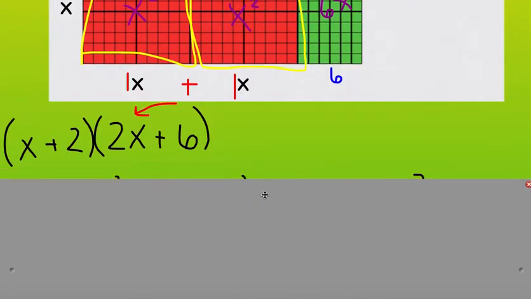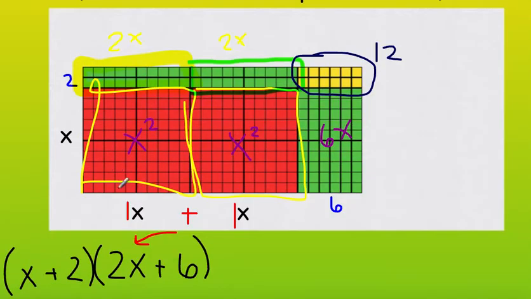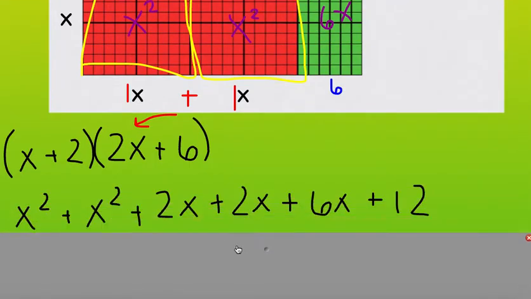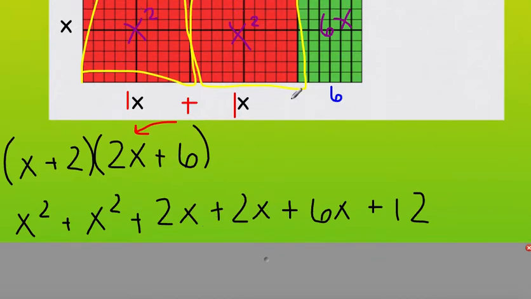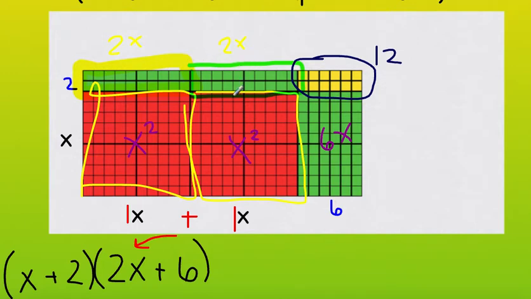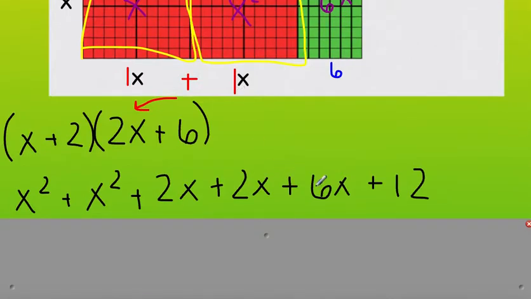And so now our second step is we want to find our expanded form. Basically, what we're doing is adding up all of the areas of all the little figures within our bigger rectangle to find the area. So when we start adding them up, we should have x squared plus x squared, which is the two areas of the red squares, 2x plus 2x, which were our two rectangles up here, plus 6x, which was the longer green rectangle, and plus 12, which were our yellow squares.